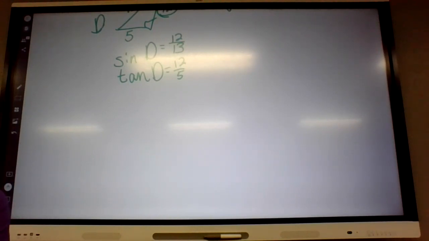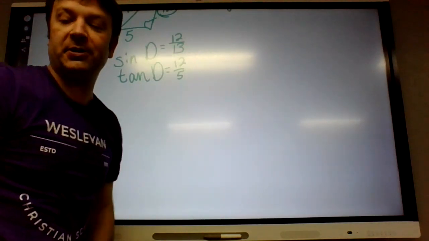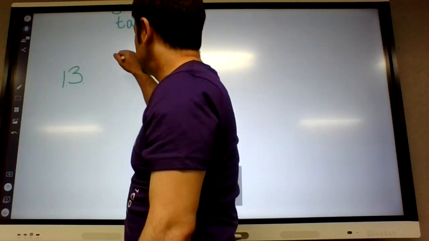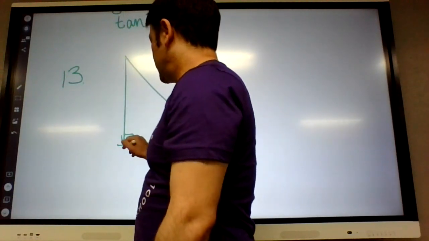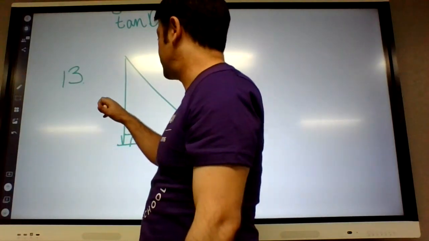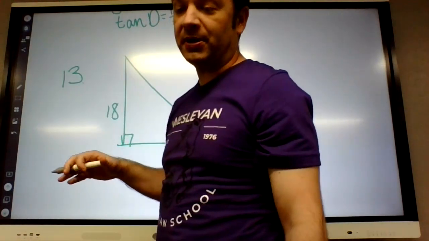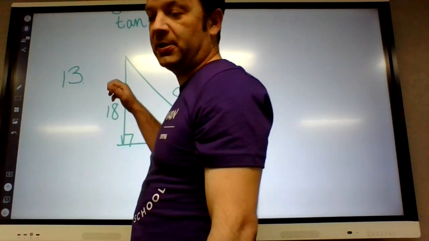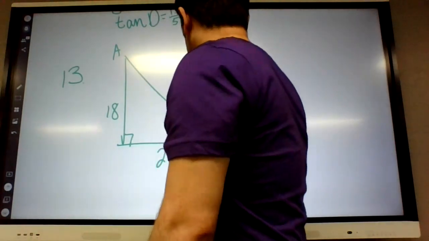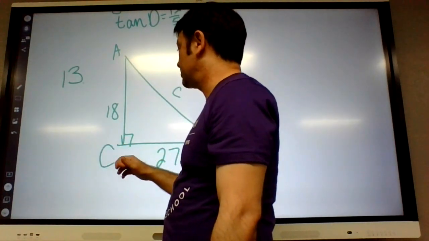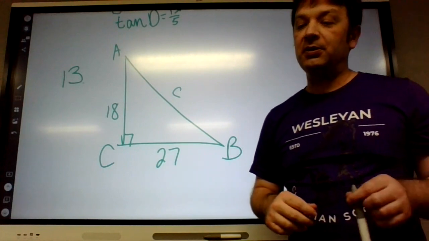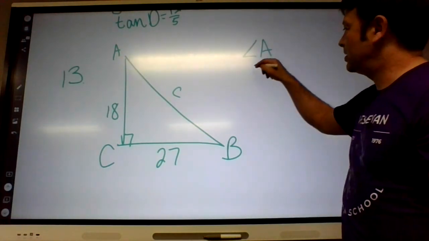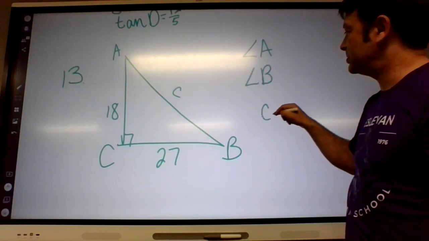Okay, let's talk about 13. You guys can do that stuff later. On 13, we're supposed to solve the triangle, so what does that mean? It means find the missing parts, right? So what are we missing on this problem? We're missing angle A, angle B, and side C.